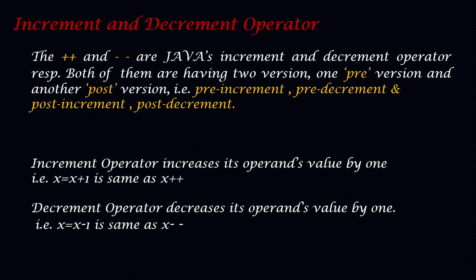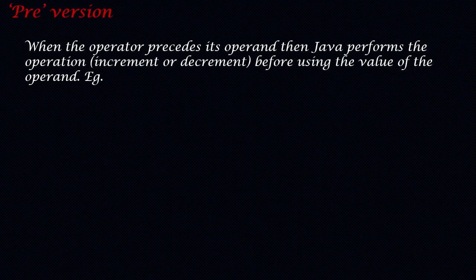Okay. So now let us consider the pre-version of the increment and decrement operator. The word pre means it is present before. So if the increment or decrement operator is present before the operand, then it is the pre-increment or pre-decrement operator. What happens here is, first the increment or decrement operation is done, then the value of the operand is utilized. Let us have some examples.